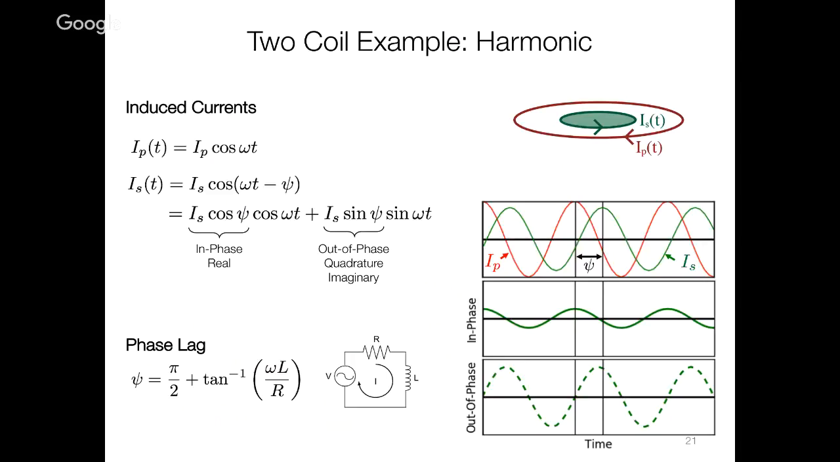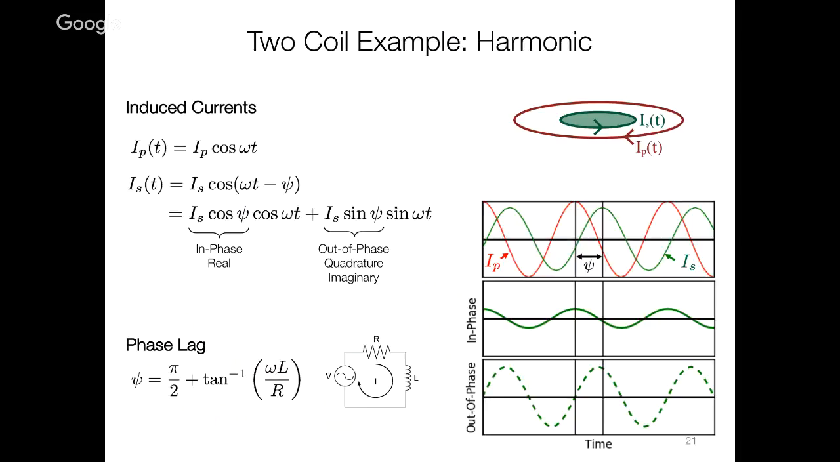So it causes great confusion, but it should not, because all you have to do is remember this diagram. Here's a primary, here's a secondary. We can decompose this secondary into something that is in phase with this red curve and something that's 90 degrees out of phase. That's it. It's as simple as that, but it can cause confusion.